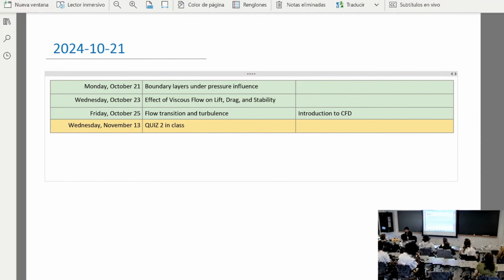Okay, so today we're going to discuss more boundary layers and the boundary layers under pressure influence. On Wednesday, we're going to use the knowledge we gain on boundary layers to look at the effect of the boundary layers on airfoils and wings. And on Friday, we're going to be talking about flow transition from laminar to turbulence, and the effect of turbulence on boundary layers and wings.